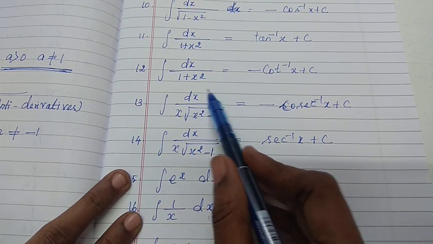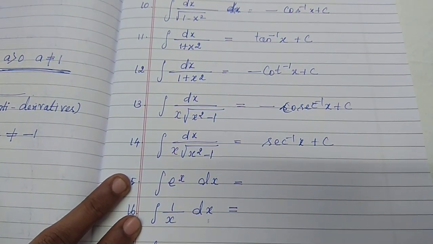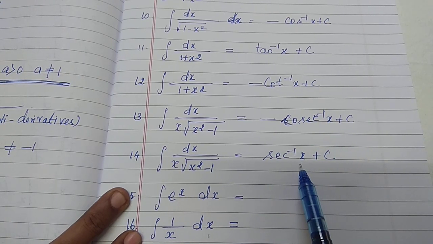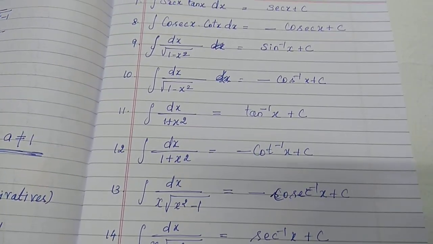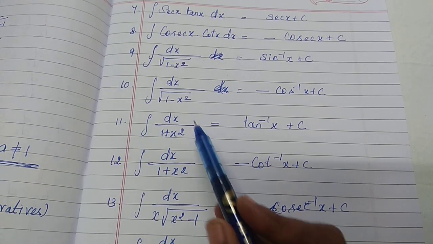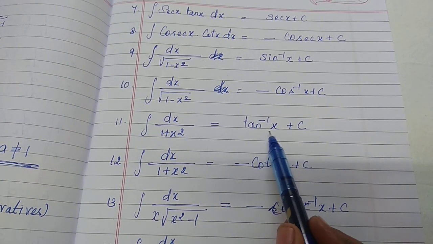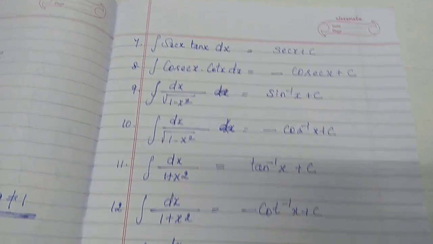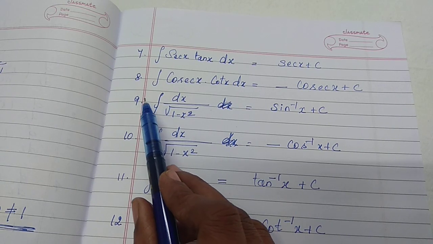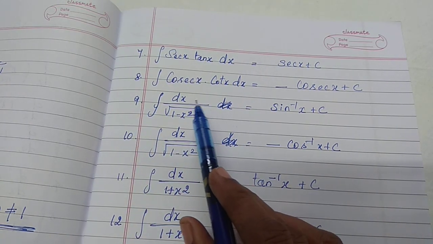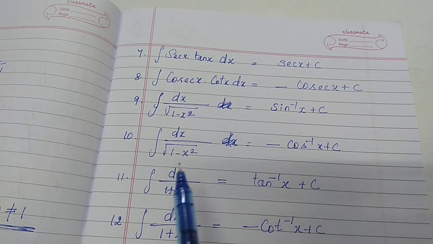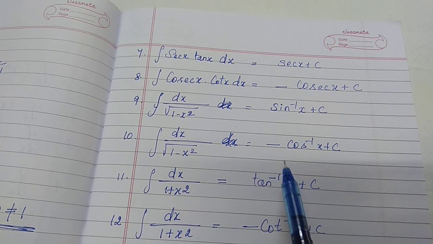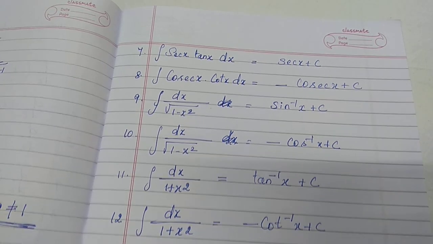So the left hand side is the same. So we use here either minus cosecant inverse x plus c or secant inverse x plus c. And in formula number 11 and 12, the left hand side is the same. Either we use tan inverse x plus c or minus cot inverse x plus c. And in formula number 9 and 10, the left hand side is dx by root of 1 minus x square. Here also it is the same, but the right hand side is different: sin inverse x plus c, minus cos inverse x plus c.